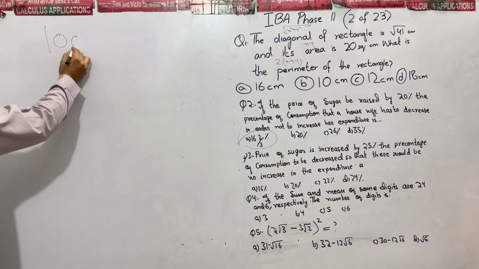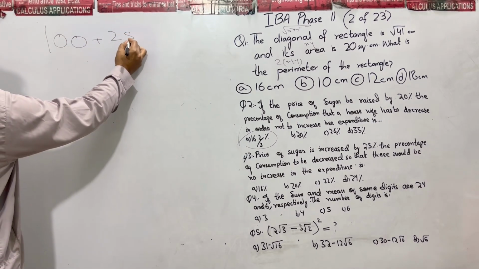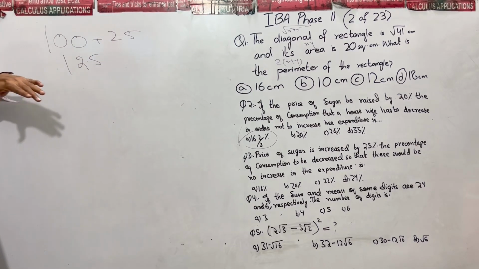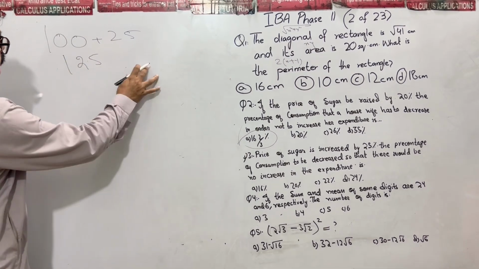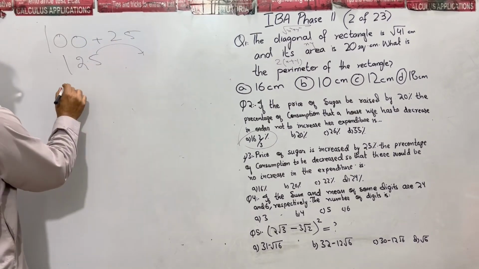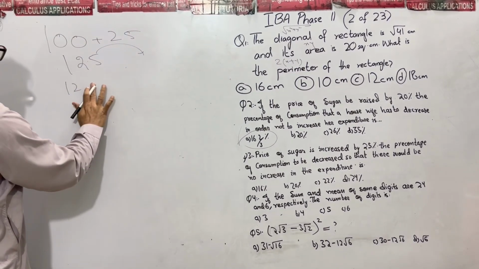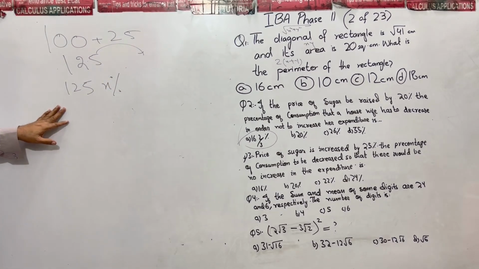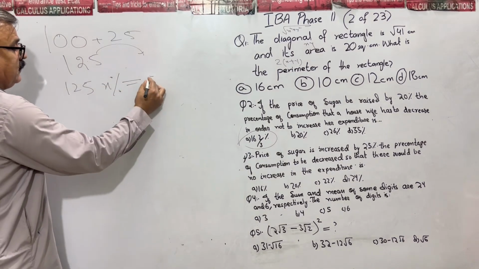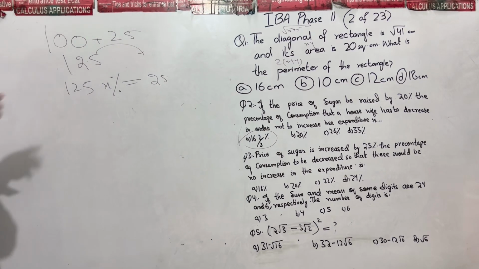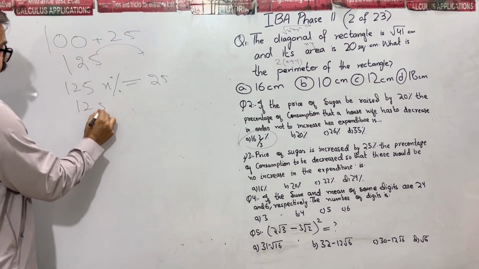Normally 100%, an increase of 25 will make it 125. Now we have to find what percent of 125 is 25, because we have to curtail 25 from 125. Suppose x percent of 125 is equal to 25. Remove percent, divide by 100.